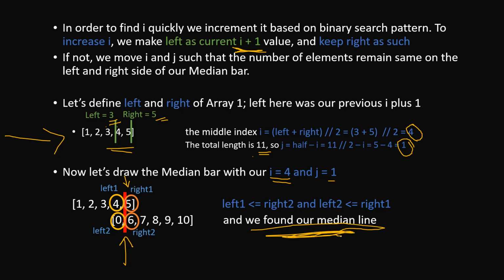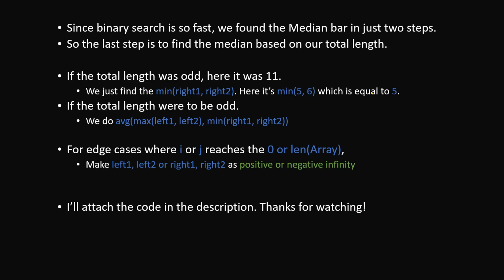At the beginning of the video I mentioned that finding this line will help us find the median. So our next step is to do some minor calculation. That's it. Since binary search is so fast, we found the median bar in just 2 steps. It's so quick that I couldn't do more simulation.